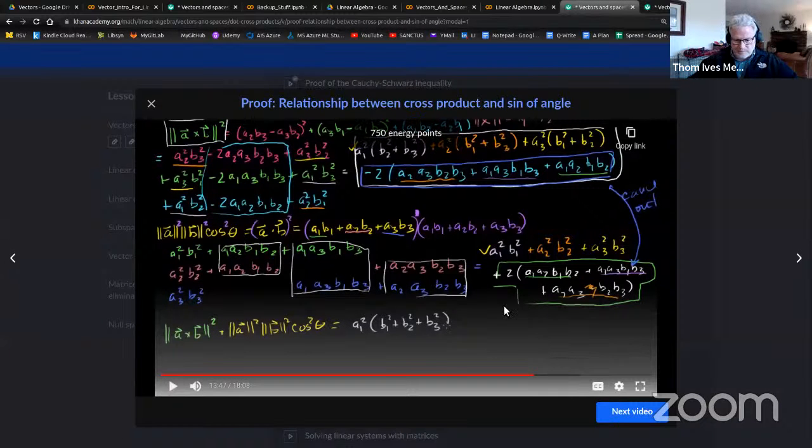Now he's doing the operation. This part is the dot product. This part is the cross product. So let's see where he's going. He's repeating what he had up here. And then what's he going to do? He's going to add it to what he had down here. But notice how he's doing it.